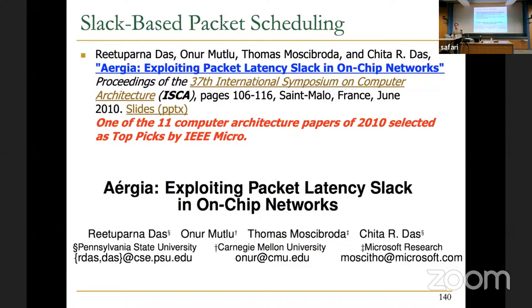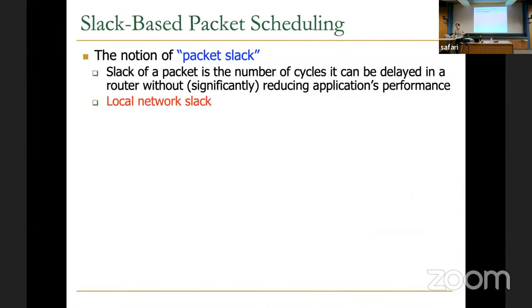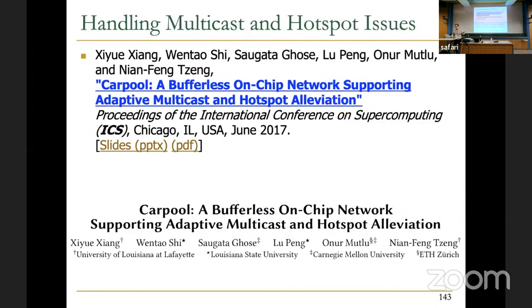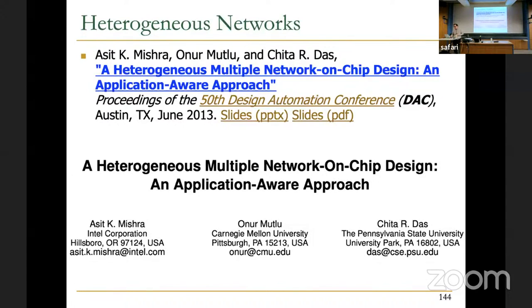Okay, enough on this one. There's a lot more that goes into actually making this work, and that's in the paper. Any questions? There are a bunch of things that I'm not going to talk about. We don't have time. This is actually a very, very fun field. And you can do slowdown estimation in the network. It's much more complicated than slowdown estimation in a single memory controller. There are a lot of issues like multicast, hotspot. So there are a lot of issues in the network, basically. Let's keep it that way.